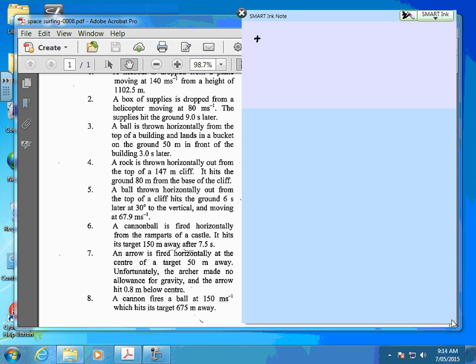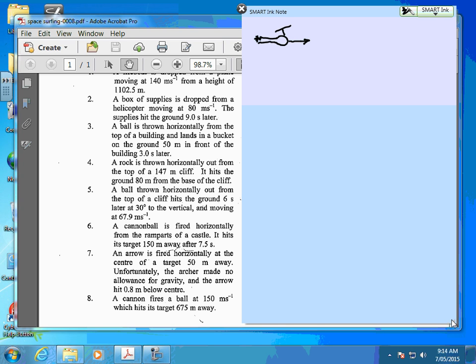In this case, I'll draw a simple little helicopter. I always like to be artistic, you don't have to be. And you drop a box of supplies. The helicopter is moving along with a speed of 80 metres per second. And that box will do a little parabola down like that until it gets to the ground. And you're told that it takes 9 seconds to fall that distance, which I'll just write there.